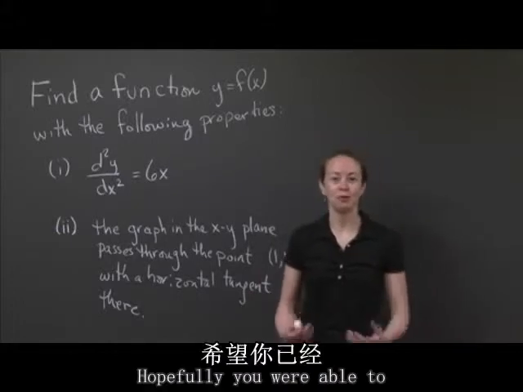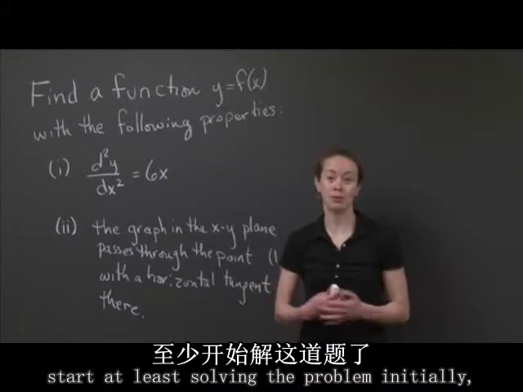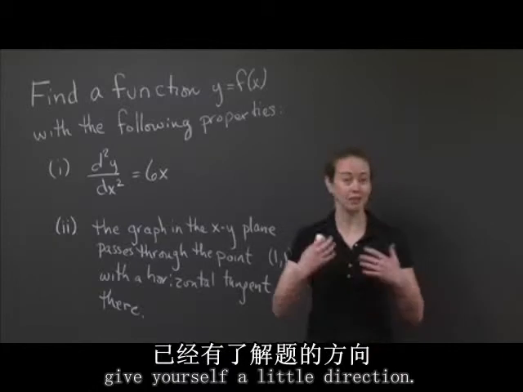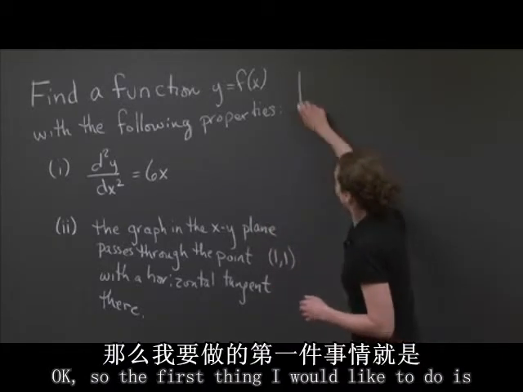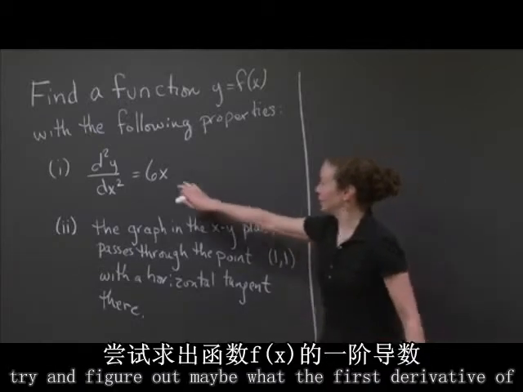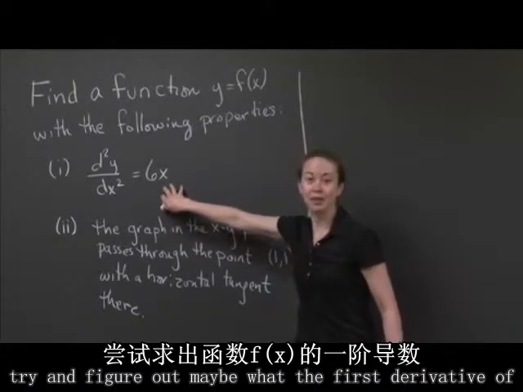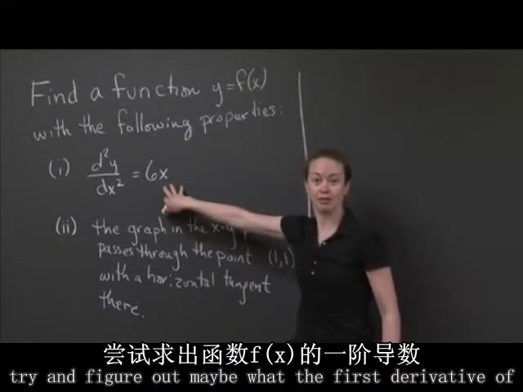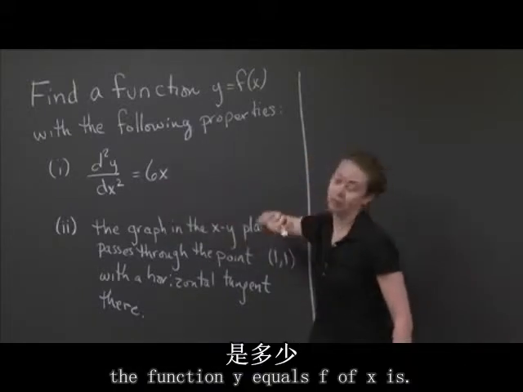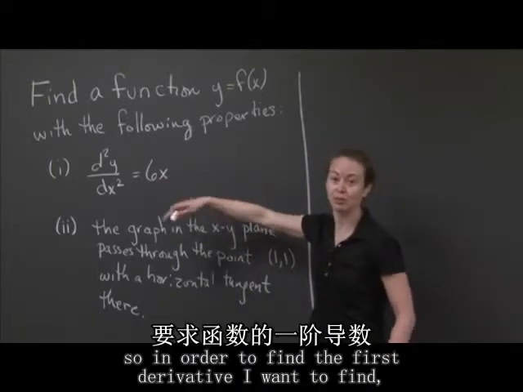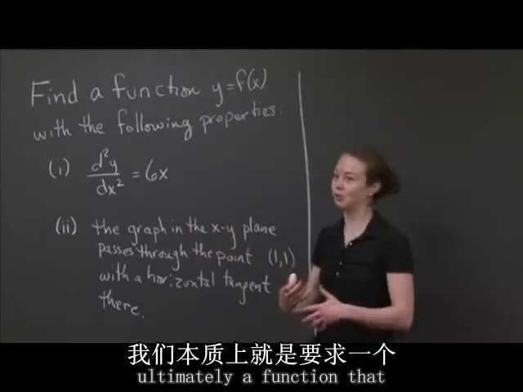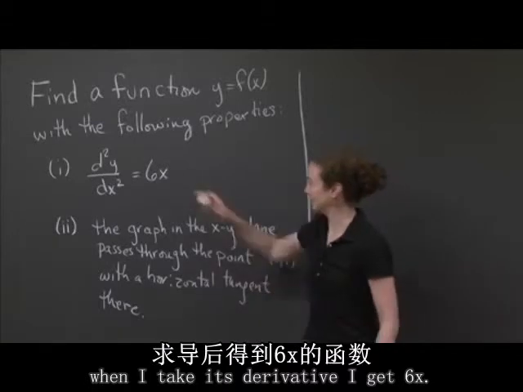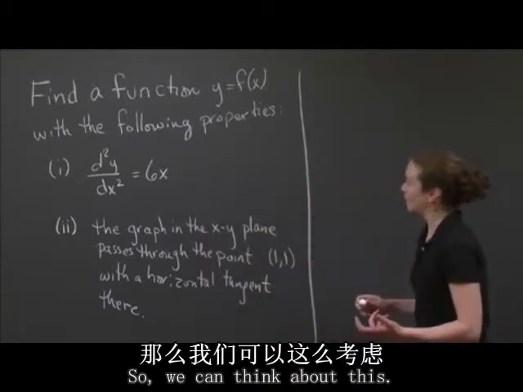Welcome back. Hopefully you were able to start at least solving the problem initially, give yourself a little direction. So let's see how you did. The first thing I would like to do is try and figure out maybe what the first derivative of the function y equals f of x is. I have its second derivative, so in order to find the first derivative, I want to find ultimately a function that when I take its derivative, I get 6x, right? So we can think about this.